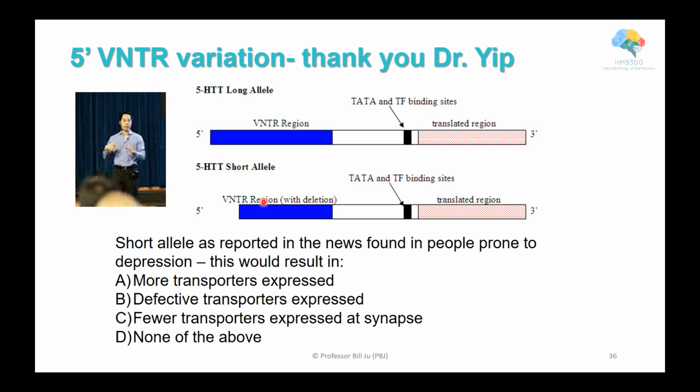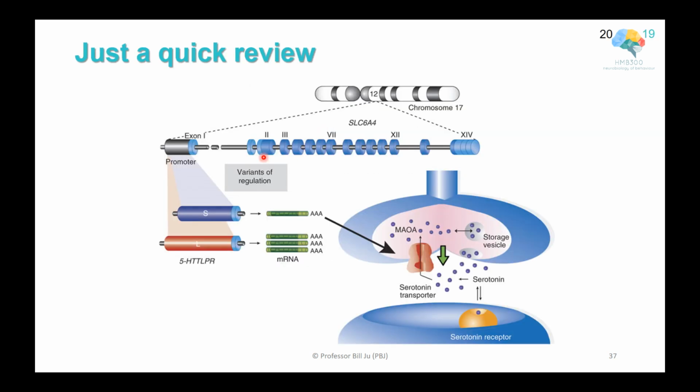But they did find that people carried either a shorter promoter region or a longer promoter region. And the difference was that if you had the longer promoter region, you would be capable of producing more of these serotonin transporters. And if you had the shorter allele, you would have fewer of these transporters being expressed at the synapse. Again, it's a pretty remarkable story.